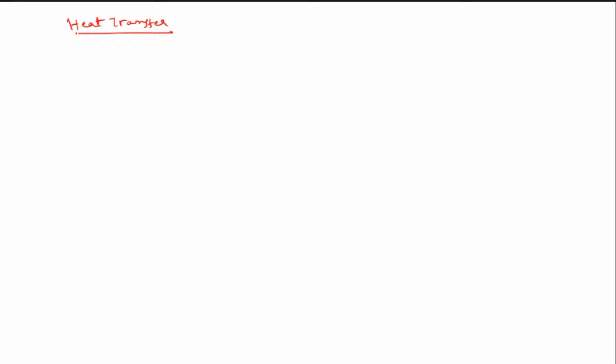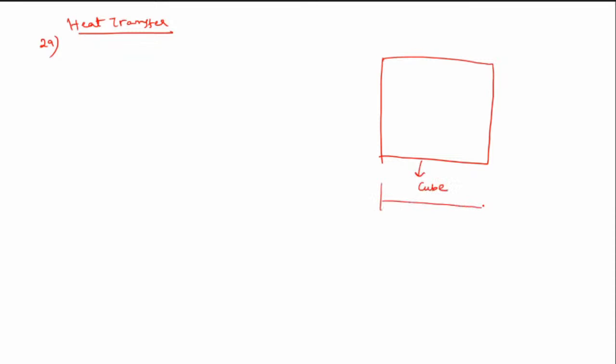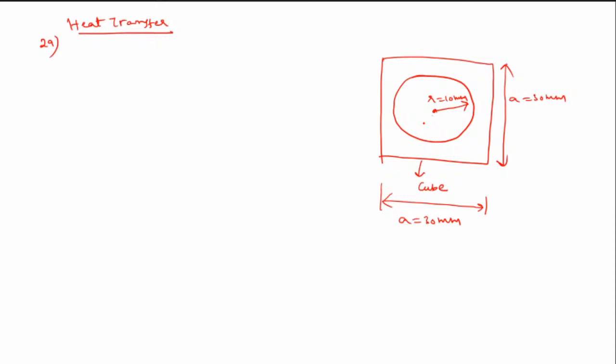Okay, so here they have asked this question. It is a cube with a side a equal to 30 mm, and this is also 30 mm because it is a cube, and inside which we have a sphere of radius 10 mm. This sphere will be treated as the first object and the cube as the second object. They are asking what is the view factor of the cube, that is F22 itself. They are asking the value of F22.